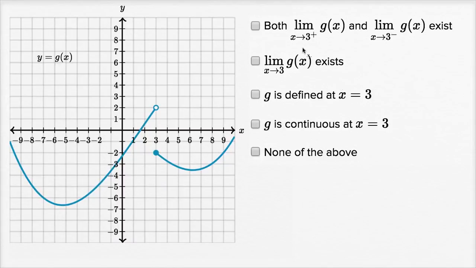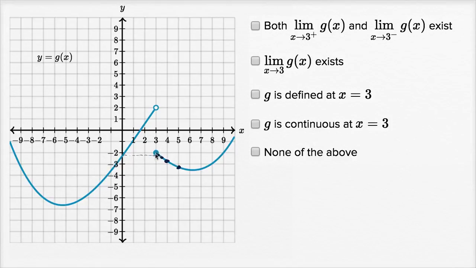So the first statement: both the right-hand and the left-hand limit exist as x approaches 3. So let's think about it. x equals 3 is where we have this little jump discontinuity here. So let's go from values larger than 3. When x is equal to 5, g of 5 is a little bit more negative than -3. g of 4 is between -2 and -3. g of 3.5 is getting a bit closer to -2. g of 3.1 is getting even closer to -2.